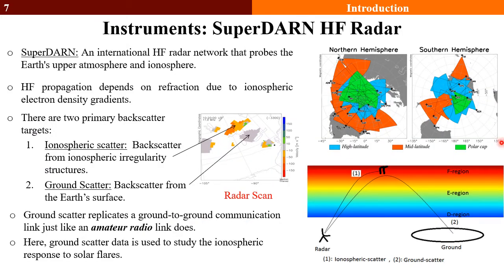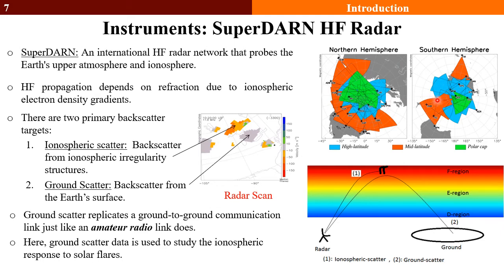So the instrument we are going to use, the first of them, is SuperDARN. SuperDARN is an acronym for Super Dual Auroral Radar Network, and it's an international HF radar collaboration that probes the Earth's upper atmosphere, the ionosphere. Here is the figure that describes the SuperDARN.